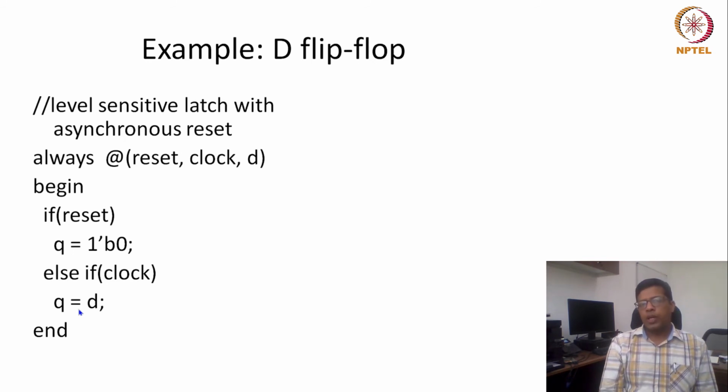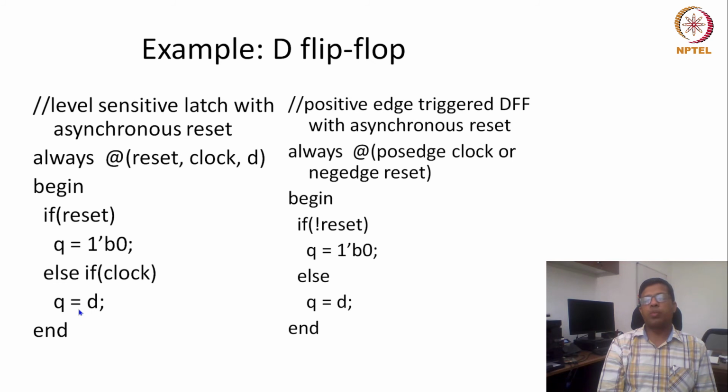Okay, so now let's say we would like to have an edge triggered flip-flop. The major change in the edge triggered flip-flop is in the list of events: we have to write positive edge or negative edge of the clock. Let's say we are writing positive edge of the clock, and because we have an asynchronous reset, let's say the reset is active low. If it is active low, then we have to write negative edge of the reset.